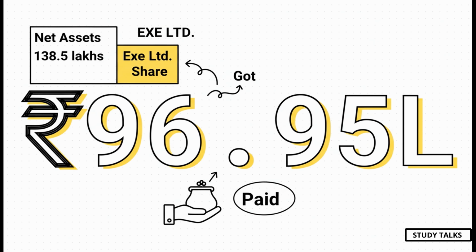Step 2? Super easy. We just take that 138.5 lakhs in net assets and multiply it by our 70% stake. That gives us 96.95 lakhs. So this is the value of what we got. Now let's figure out what we actually paid.